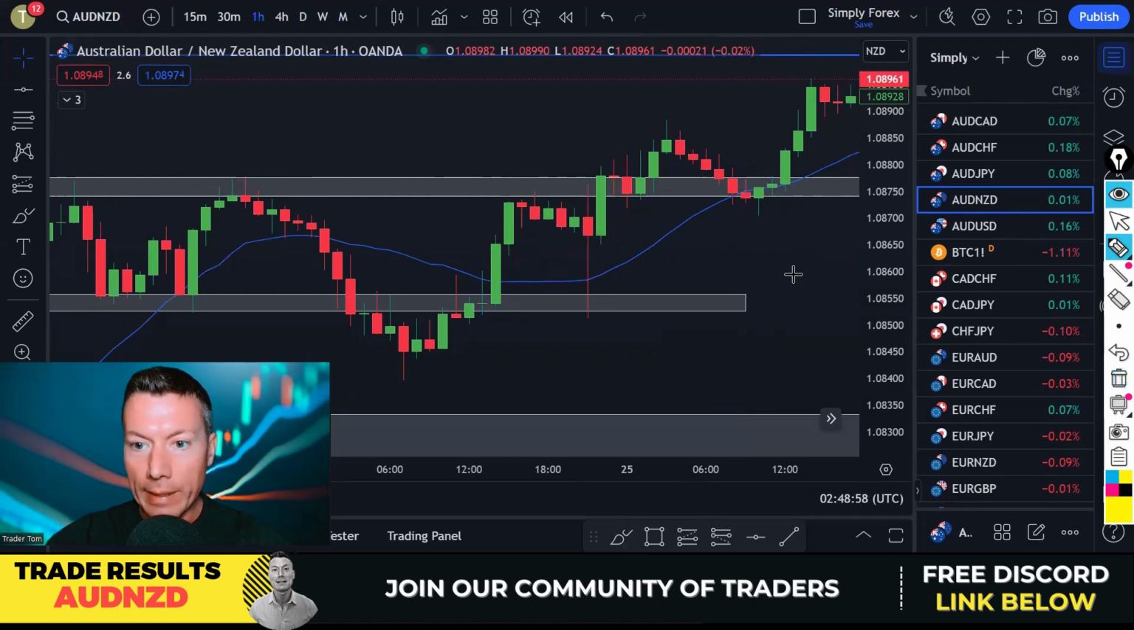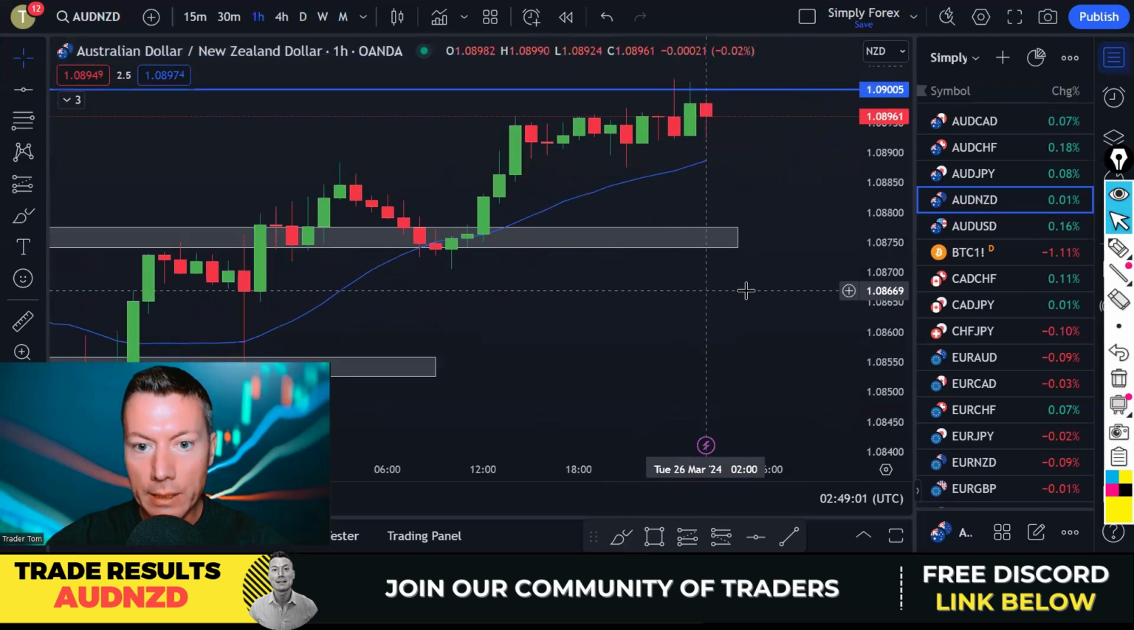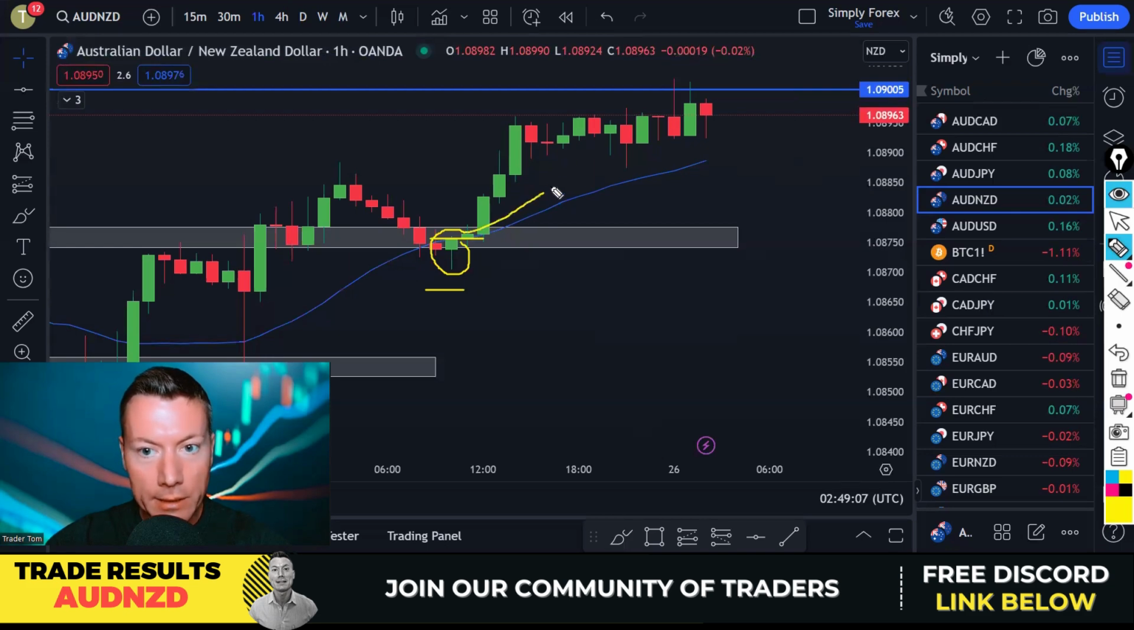If we now zoom across, you can see, if you had entered here, put your stop below here, you'd be nicely in profit, and you would have taken maybe even 100% of your profit here, if not 80%, and leave 20% to run. All right, so this was a really nice trade, guys.